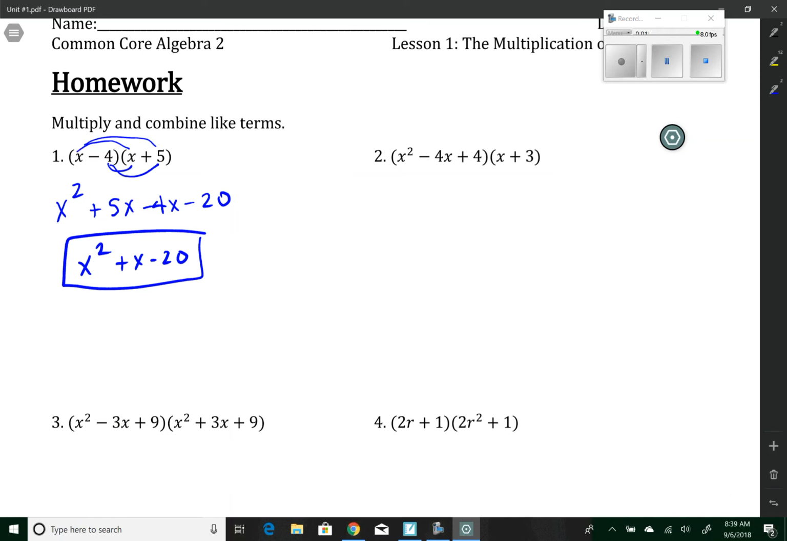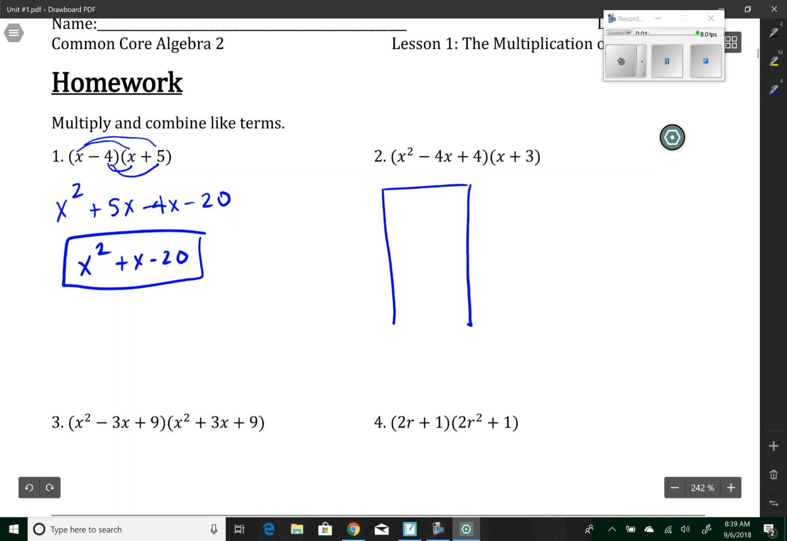For number 2, this one I am going to use the tabular method for. So we have a 2-term polynomial, a binomial, multiplied by a 3-term. So that's how I know to make 6 boxes. 2 times 3 is 6. So if I have x times x squared, that gives me x cubed. X times negative 4x is negative 4x squared. X times 4 is just 4x.